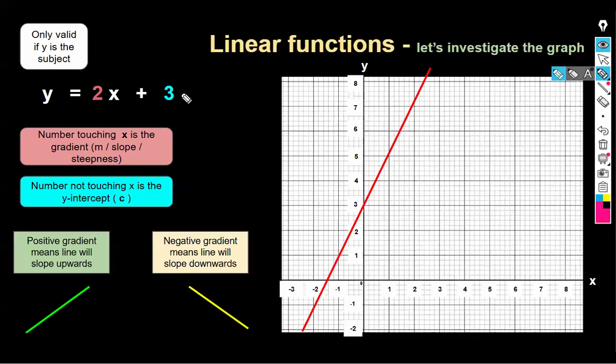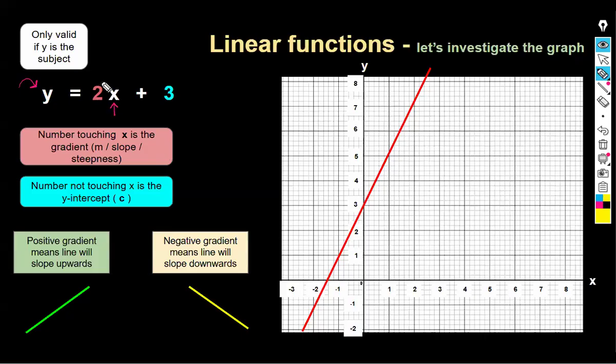Whenever you have to draw a straight line, always make sure y is the subject. What do I mean by that? Make sure y is on one side and everyone else on the other side. Once you make y the subject for a straight line, there will always be an x. There will be a number touching the x and a number not touching the x. So the 2 right next to the x, he's touching the x. The positive 3 is separated from the x. All straight lines will look like that once you make y the subject.